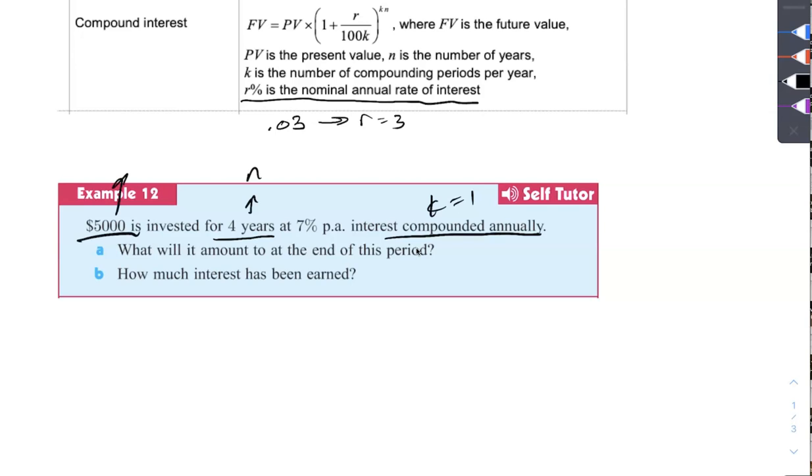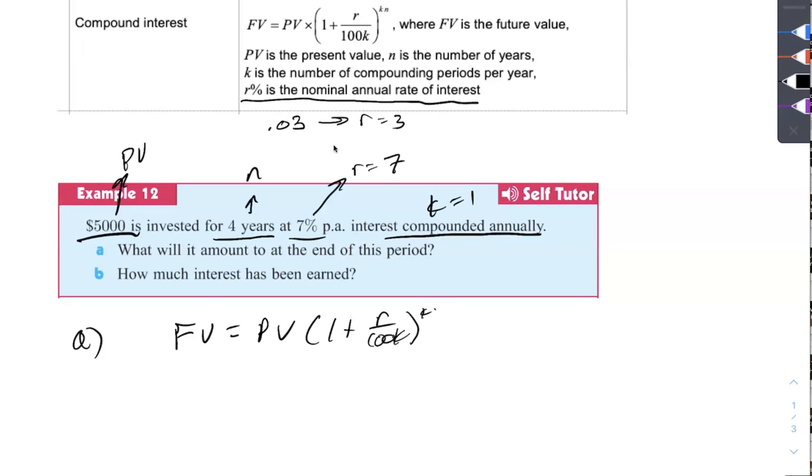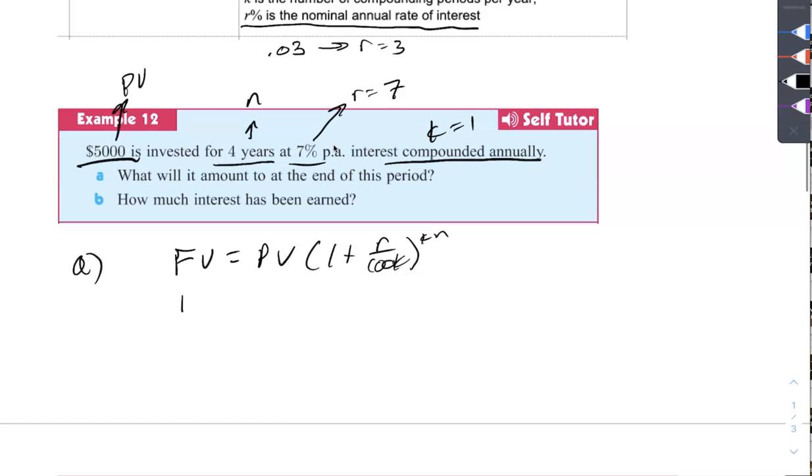Our present value is $5,000, that's how much we're going to deposit. And our R is going to be 7, not 7%, just 7, so the percent's already taken into account in this formula. So just put the 7 down. For A, we're just going to type in our formula. Let me write down the formula first so we all know what we're doing. So KN, and I'm going to plug everything in. Our future value is going to be 5,000 times 1 plus 7 over 100, all to the power of 1 times 4.